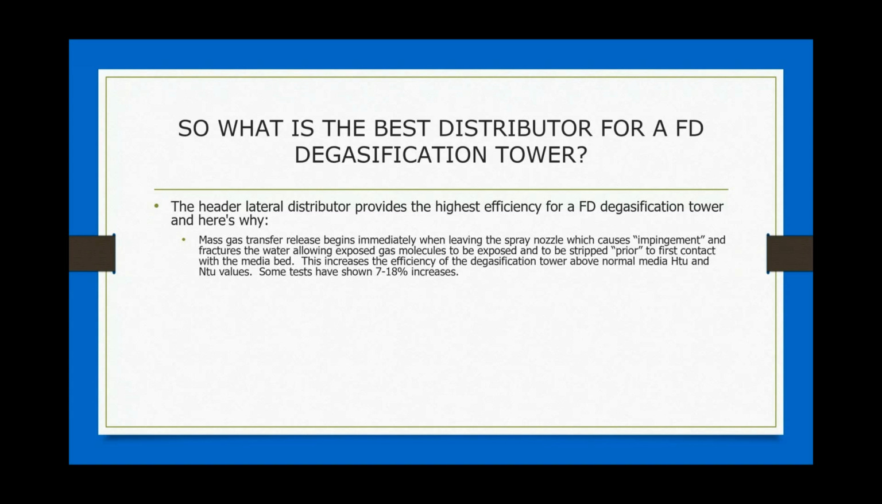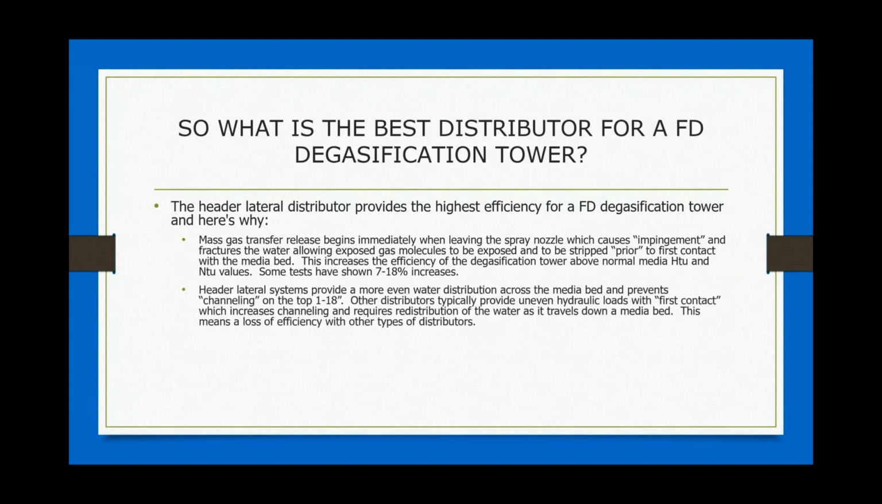So I talked about impingement and controlled film earlier as terminology, and David mentioned that you want the water spread thinly, and the thinner the water, of course, the easier for the gas to come to the edge and be stripped away. So in the distribution system with the heterolateral, it actually starts that process immediately, leaving the nozzle even before it gets to the bed. In our studies, this increases the efficiency in the tower above the normal HTU and NTU values of the media, and our tests have shown between 7 and 18% increase in efficiency, or you can think of it as even a safety net on your design for gas transfer.